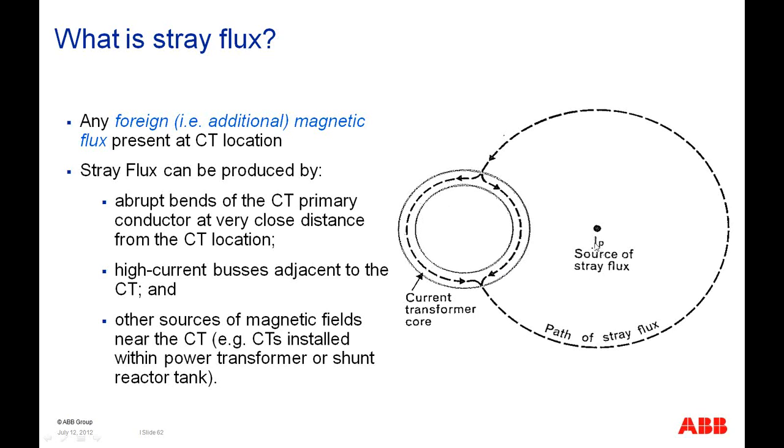Here's a case where we have an external source of stray flux, and you can see this external source of stray flux generates two separate fluxes in the core of our nearby current transformer, one flowing in one direction and one flowing in the other direction. On one side it's in phase with the flux from the primary conductor, the other side is exactly out of phase. And it causes big problems in what kind of output current you're going to get from the current transformer.